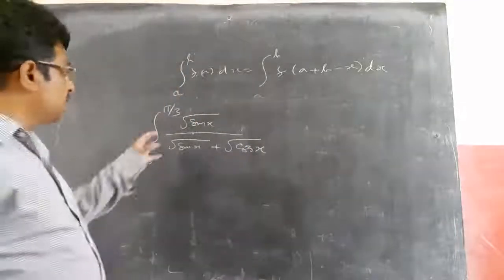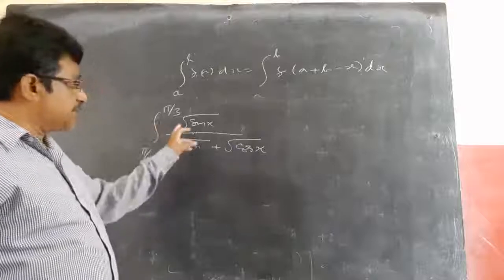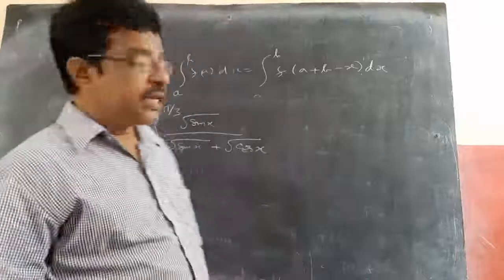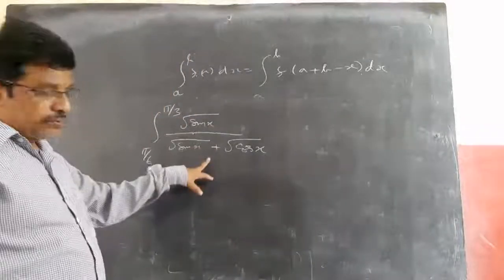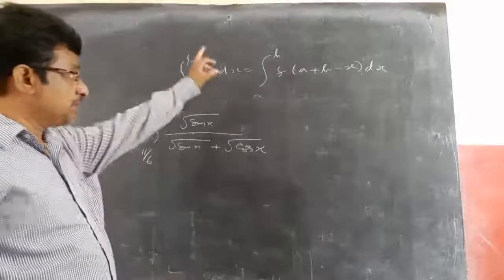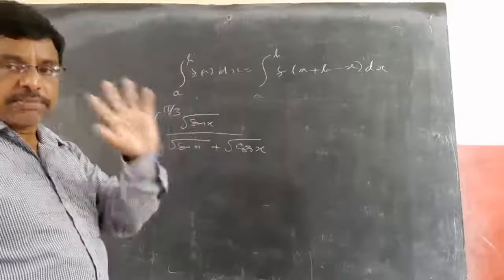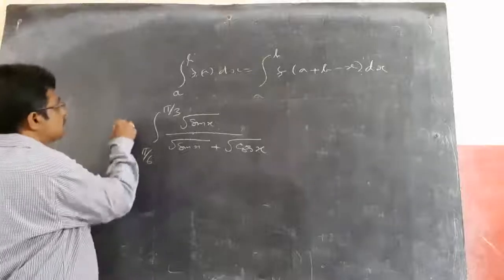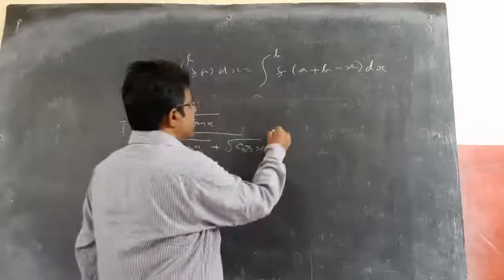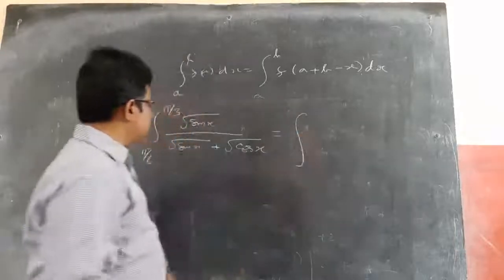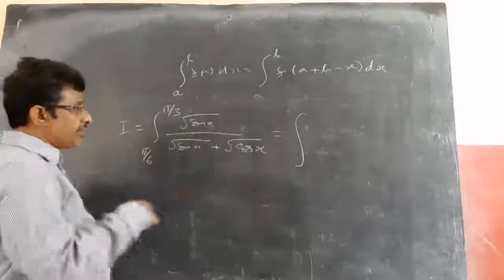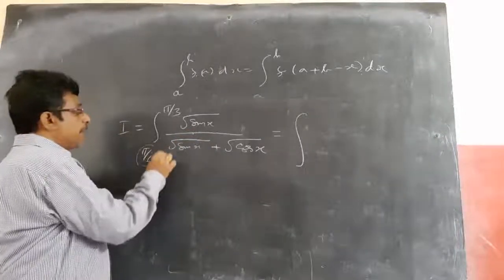Find the value of the integral of pi by 6 to pi by 3 root sin x by root sin x plus root cos x. In ordinary integration we would have to go for cross multiplication, then the substitution method, a very lengthy method. But if you use the third property, this is very simple, in some 2 steps. Let this be I, as yesterday we took the same procedure. I can write integral of a to b f(a plus b minus x), so wherever x is there, I can write a plus b minus x.